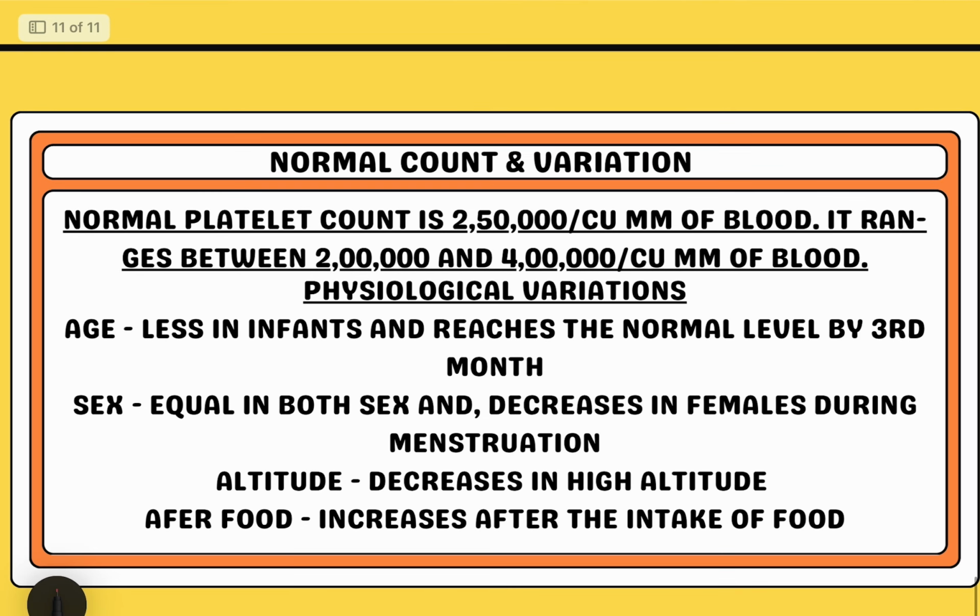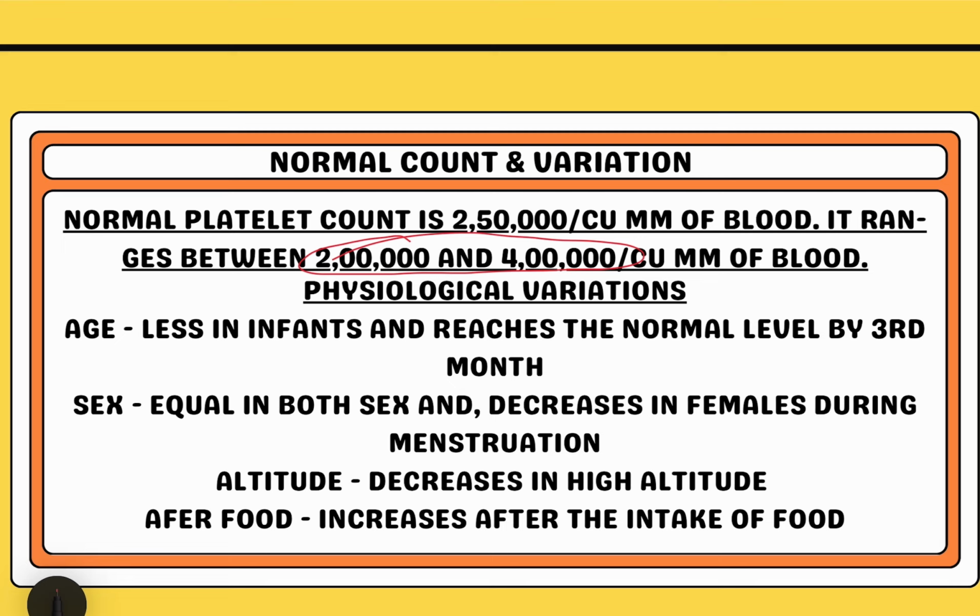Now, if we look into the normal count and variation, it is very important from both the physiological and pathological points of view. Generally, it ranges from 2 lakh to 4 lakh per cubic mm of blood, with an average of 2.5 lakh per cubic mm of blood. Any deviation from this range will be considered a physiological or a pathological abnormality. If we look into the variations, it depends on age, sex, altitude, and other factors.